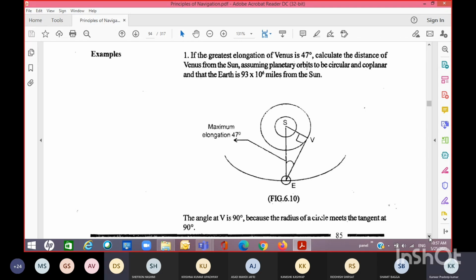The board is not visible. Yeah, I have not switched on the camera as yet. Once you say you're done with the question, then I will switch it on. Have you written the question? No, sir.